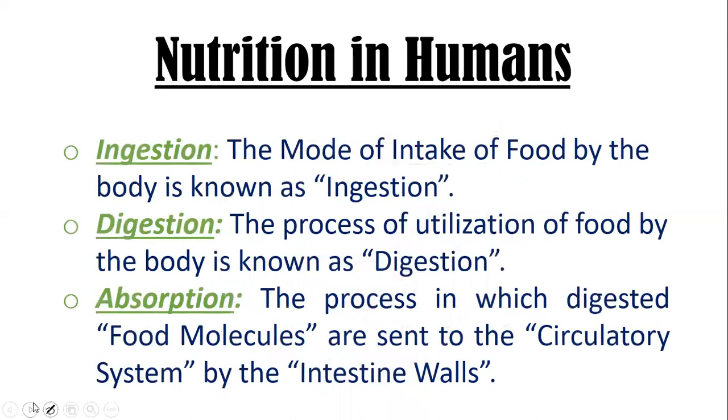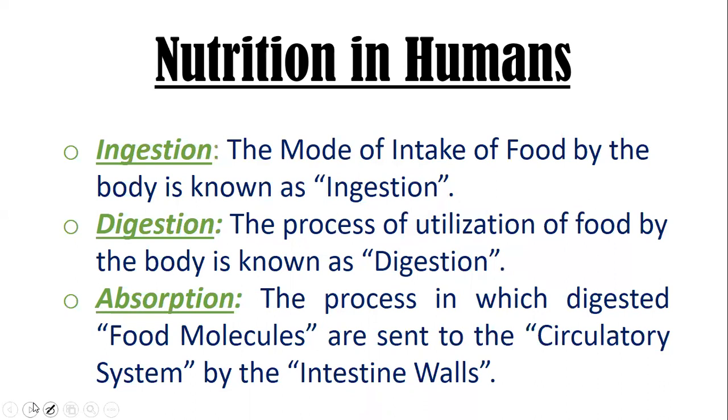Now, nutrition in humans is the theory part. It happens in 5 stages, 5 steps. First is ingestion. The mode of intake of food by the body is known as ingestion. Now, it is sure that we humans take the food with our hand, then we keep it in our mouth and we chew it. So this process is known as ingestion.